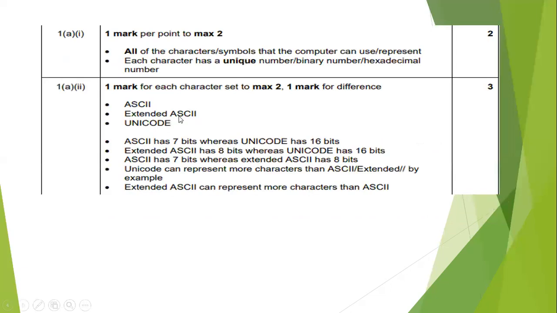Okay. Wait a second. So it says all of the characters or symbols that the computer can use or represent. Each character has a unique number, binary number, or hexadecimal. So you have to tell that each character has a unique number, binary number, or hexadecimal. Okay, you got the answer?